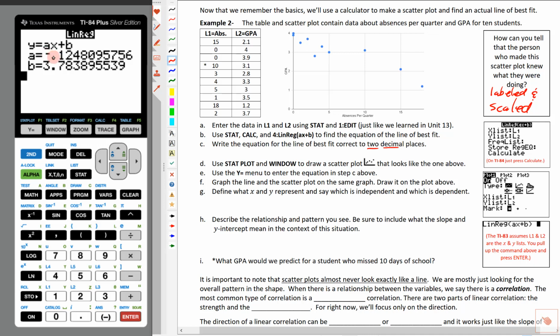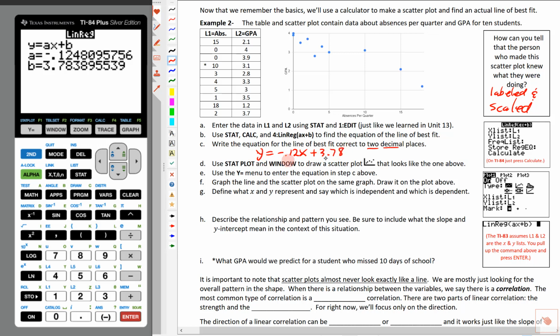So this is going to be negative 0.12, so that's either going to be 0.12 or 0.13. That 4 is not enough to bump it up. So we're going to write down y equals negative, don't forget the negative, 0.12x, and then the y-intercept is 3.78. So that's either going to be 0.78 or 0.79. That 3 again is not enough to bump it up. So we're going to put plus 3.78.